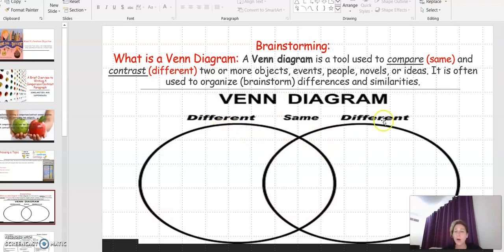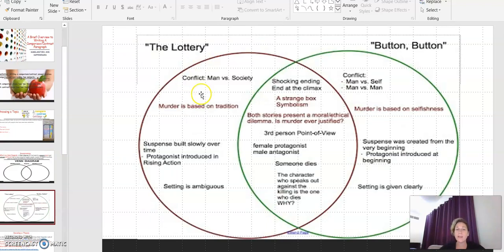And in the outside circles, you have the differences. Here you need to write the differences in book 1 and the differences in book 2, or the points that you find in the book that are different from those you find in the movie. So the Venn diagram is a tool to help you organize and brainstorm your ideas, the similarities and the differences. Look at this example here.